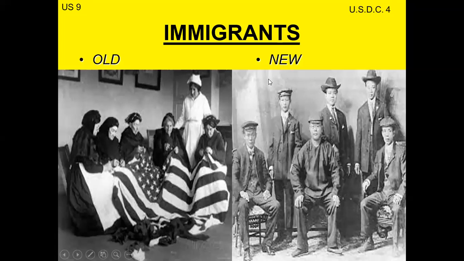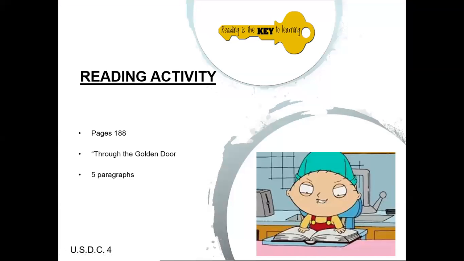Okay? Let's read page 188. Through the Golden Door, the West Coast, San Francisco, so many people wanting to come to America for greater opportunity, greater jobs, and greater religious freedom. Read page 188, Through the Golden Door.